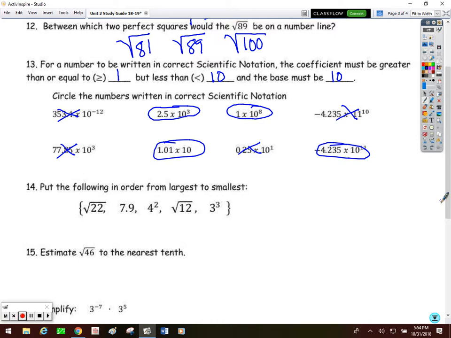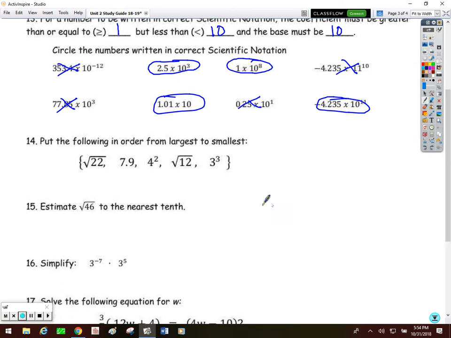All right, let's put these in order, least to greatest. Well, first off, I see some things I want to fix up here. Let's look right here. First off, I see 4 squared is 16. 3 cubed is 27, excuse me. Remember, that's 3 times 3 times 3, right? Well, if I'm looking now, then you can use your calculator. If I take the square root of 22, and again, you're going to have your calculator, so take your calculator.